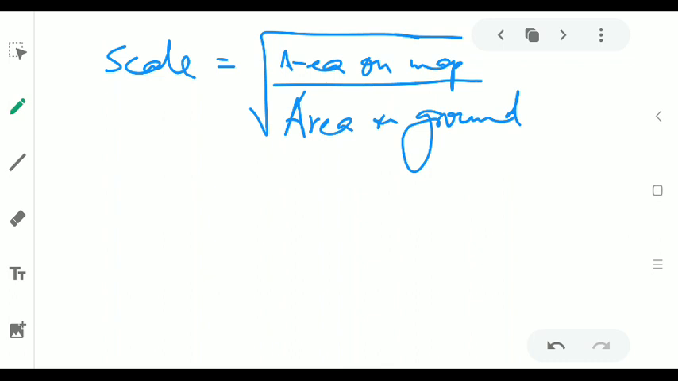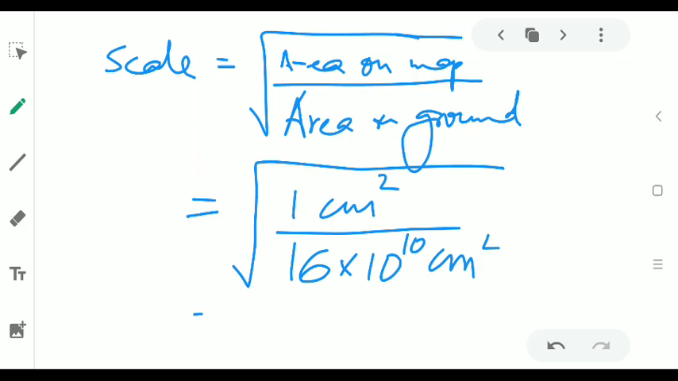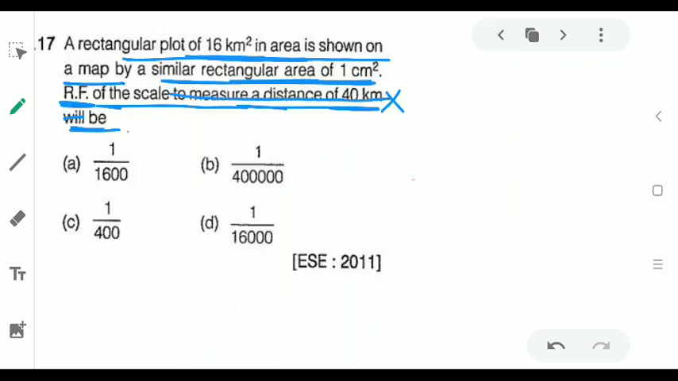और इस पूरे का हम स्क्वायर रूट ले लेंगे. So area on map is 1 square centimeter while area on ground is 16 square kilometers. अगर इसको convert करेंगे हम into centimeter, we will get 16 into 10 to the power 10 square root of centimeter. So from here we will get it as 1 upon 4, that is the square root of 16, और 10 की पावर 10 का जो स्क्वायर रूट होगा that will be 10 to the power 5. So we will get the scale value as 1 upon 4 followed by 5 zeros. So the correct option for question number 17 will be option B.